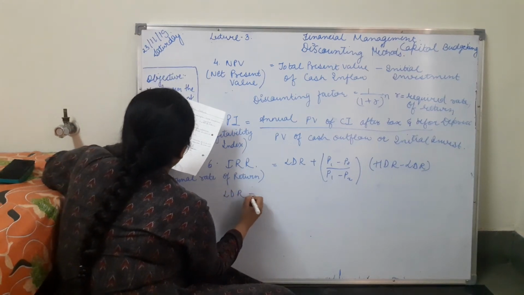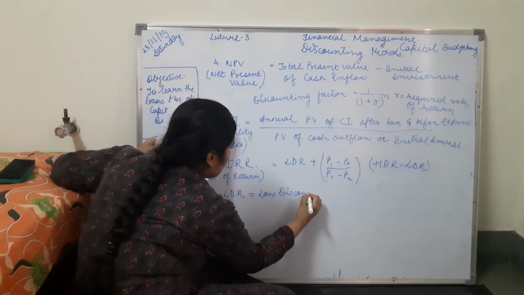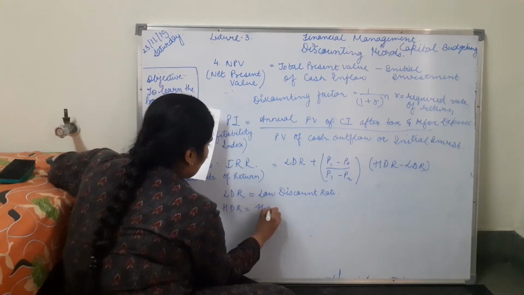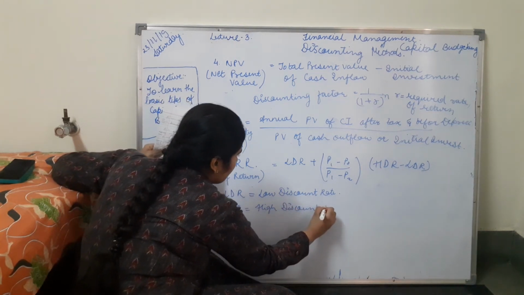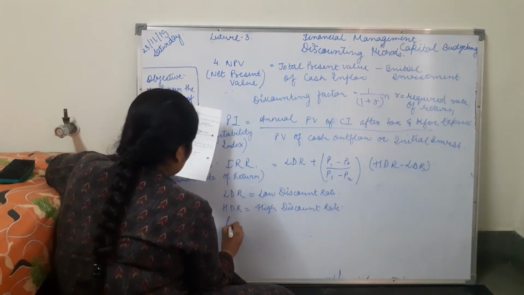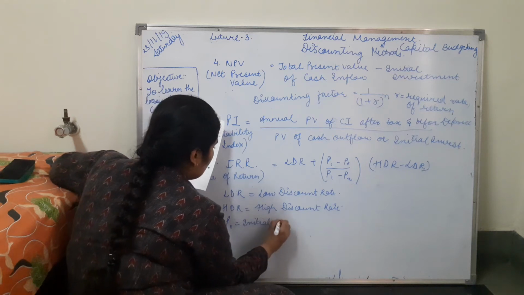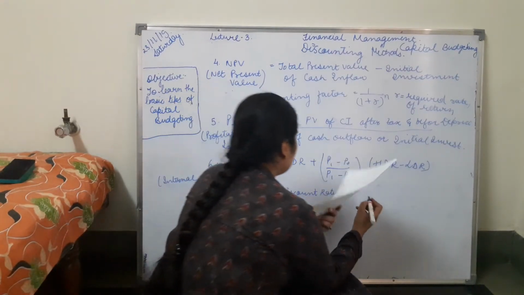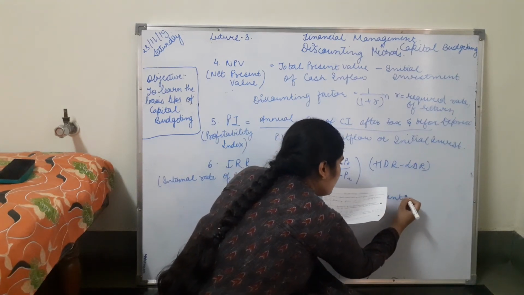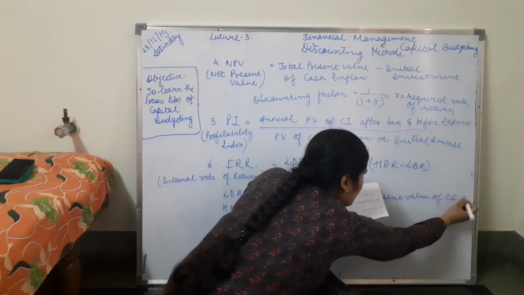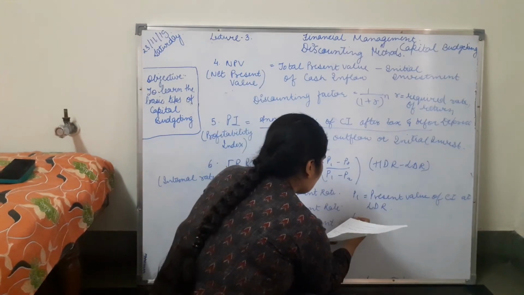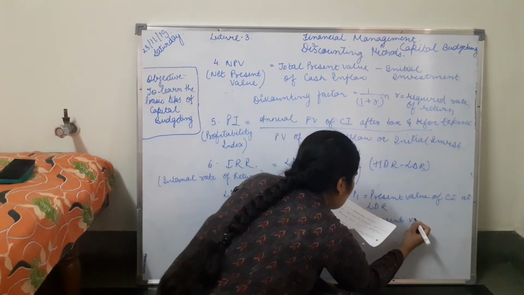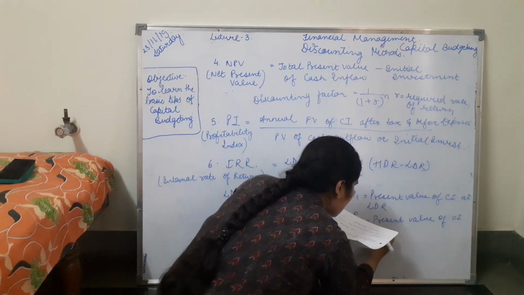So LDR is low discount rate, HDR is high discount rate, P0 is equal to initial investment, P1 equals present value of cash inflow at LDR, and P2 is present value of cash inflow at HDR.